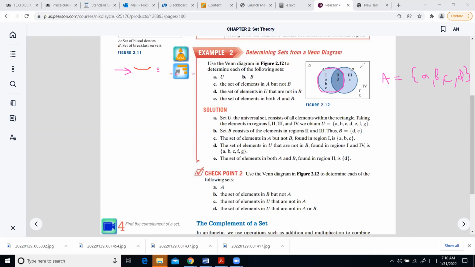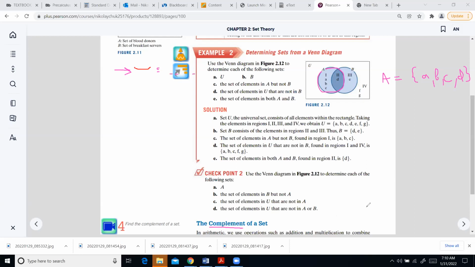So what we have here is a so-called Venn diagram, and this is designed to just help us better understand and get more intuition into what is really going on with the sets. So it's always helpful to produce this little diagram.